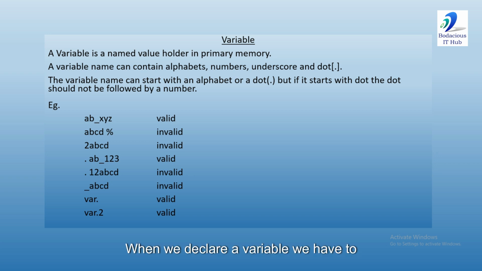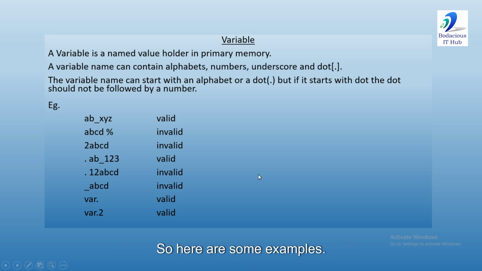When we declare a variable, we have to assign a name to the variable, and there are some rules that we need to follow. First, a variable name can contain alphabets, digits, underscore, and a period, means dot. Variable name can begin with alphabet or a dot, but if it begins with a dot, then dot should not be followed by a digit.